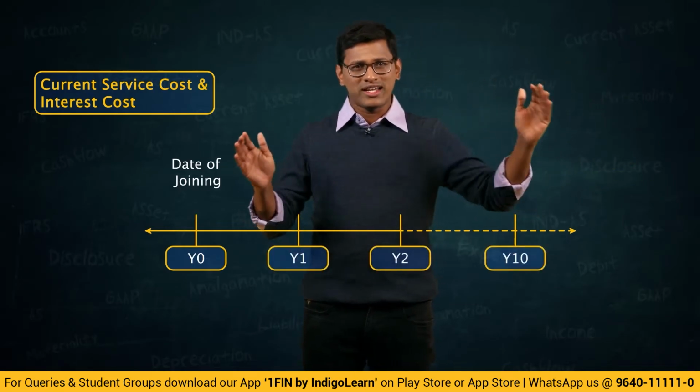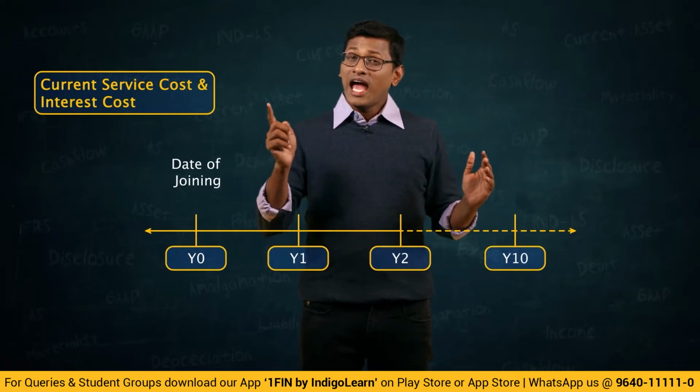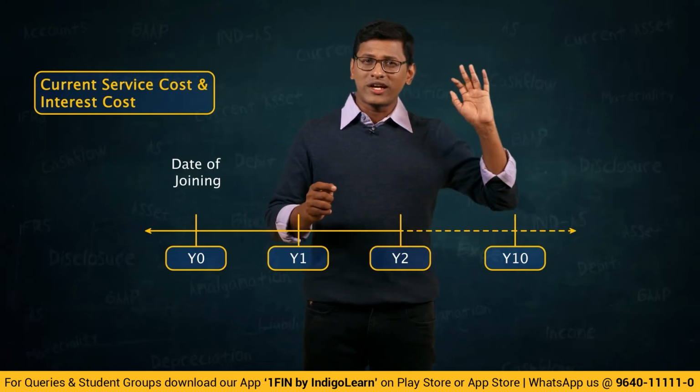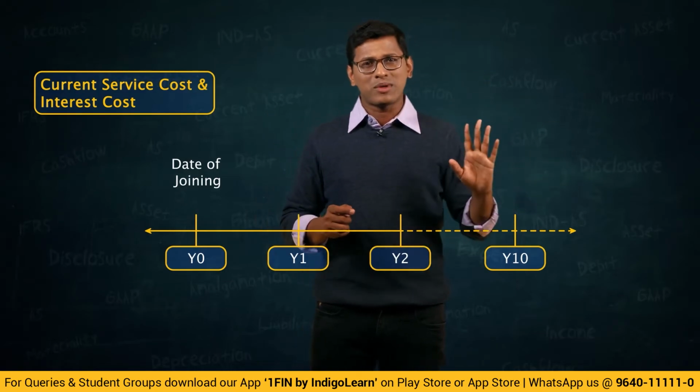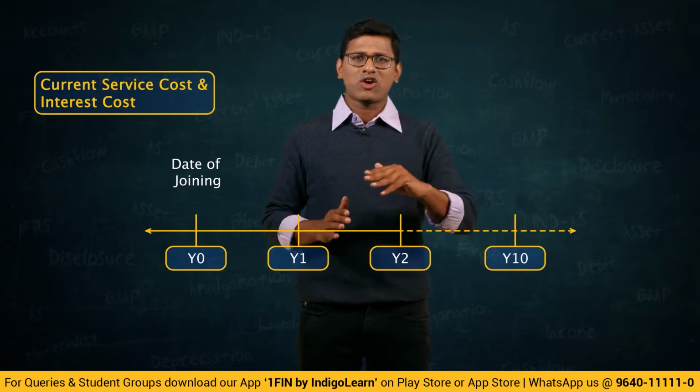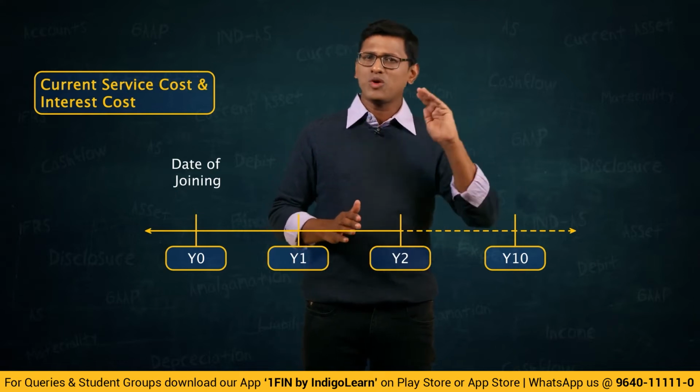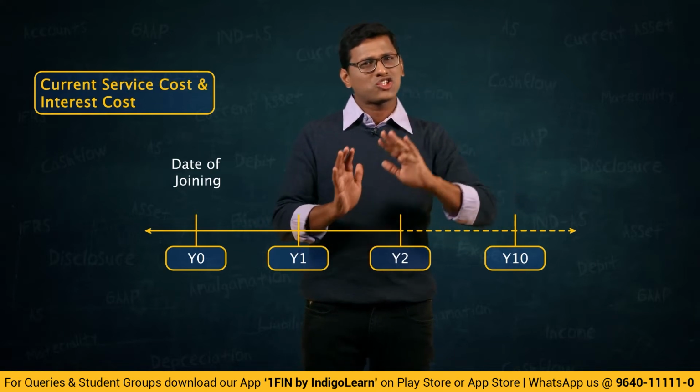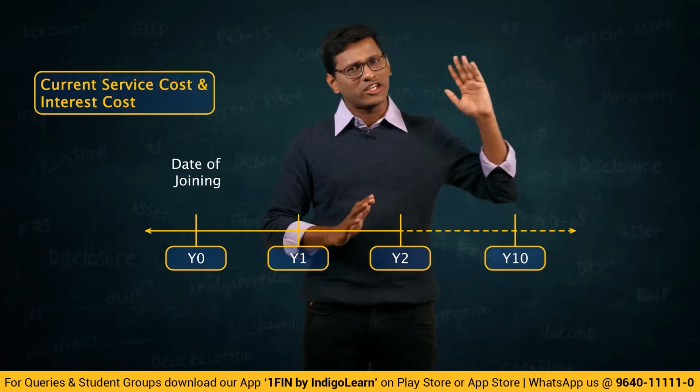So, year 0 to year 10 is our timeline. At the end of 10 years, the employee is going to get some gratuity payment from the company, because if any employee crosses 5 years, as per our company norms, we pay gratuity, and based on that, at the end of 10 years, this employee is going to get gratuity.